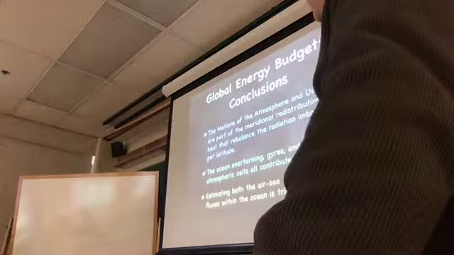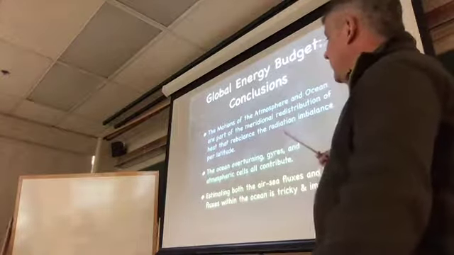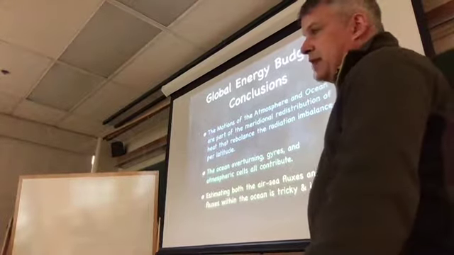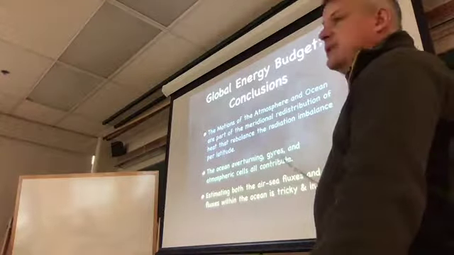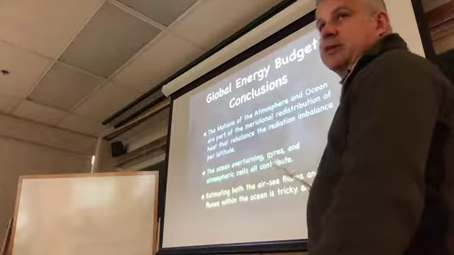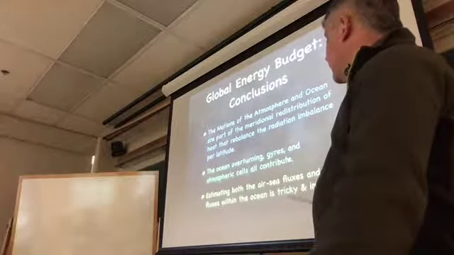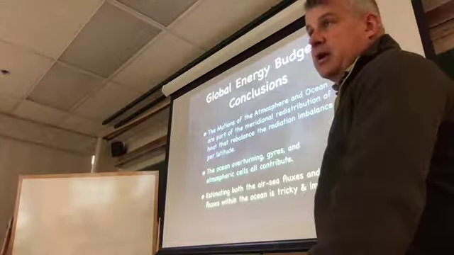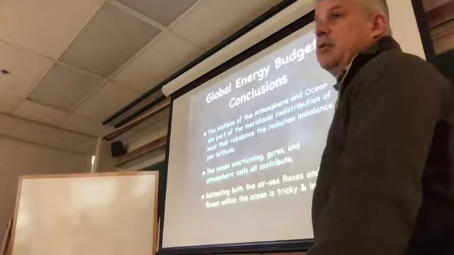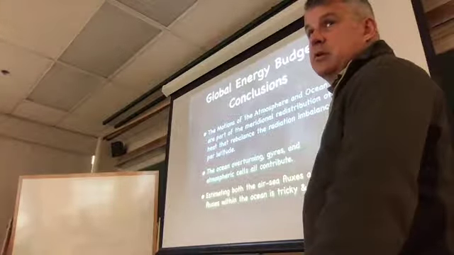Okay. So the motions of the atmosphere and the ocean are part of the meridional redistribution of heat that rebalances the radiation imbalance latitude by latitude. The ocean overturning, gyres, the atmospheric cells, all these motions that we're going to be talking about are contributing to this story. And estimating both the air-sea fluxes and the fluxes within the ocean is tricky, but it's an important part of understanding the ocean and climate change. Is everybody on board with all those pieces?